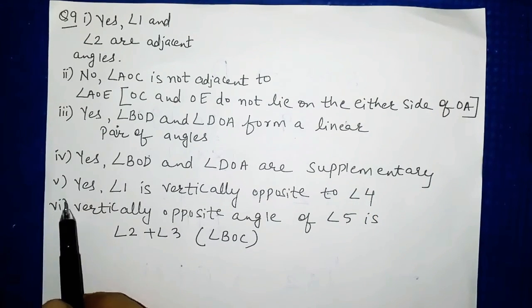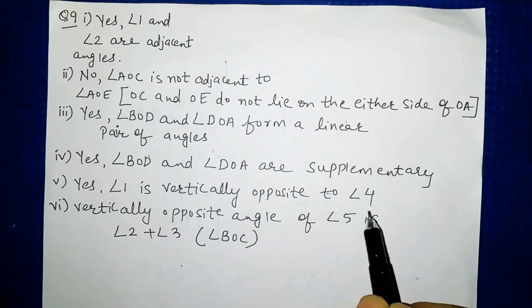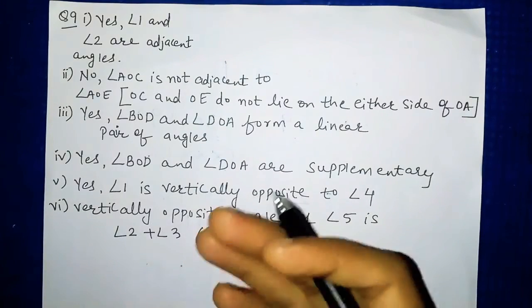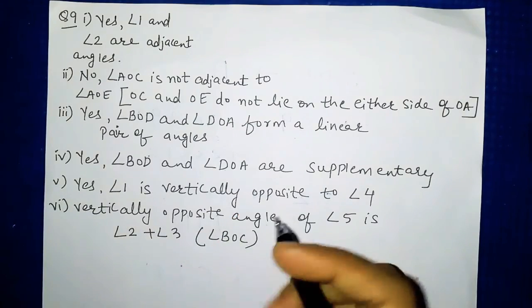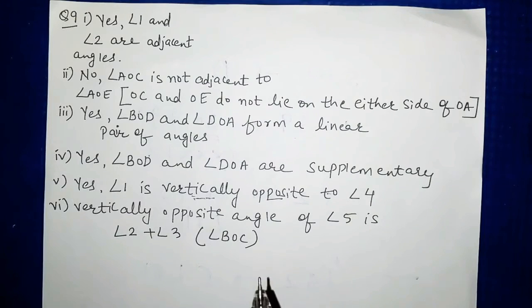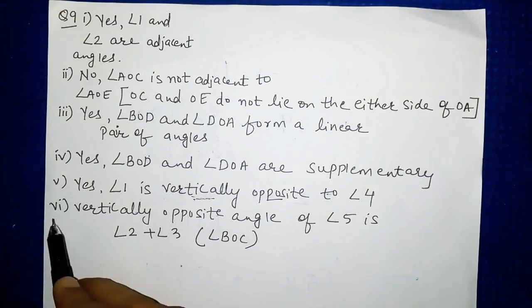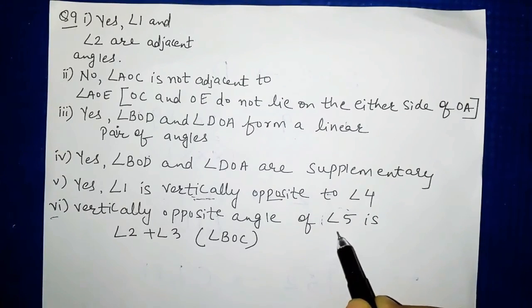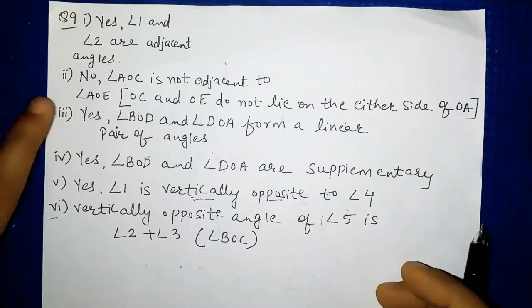Fifth answer was whether angle 1 is vertically opposite to angle 4 or not. So the answer is yes, they both are vertically opposite angles. We have seen the definition of vertically opposite angles. So angle 1 के exactly सामने angle 4 है. So angle 1 is vertically opposite to angle 4. Similarly, the last question, that is the sixth one, was: which angle is the vertically opposite angle of angle 5?